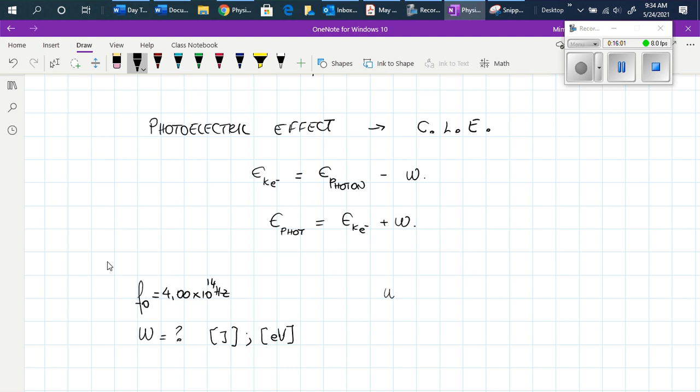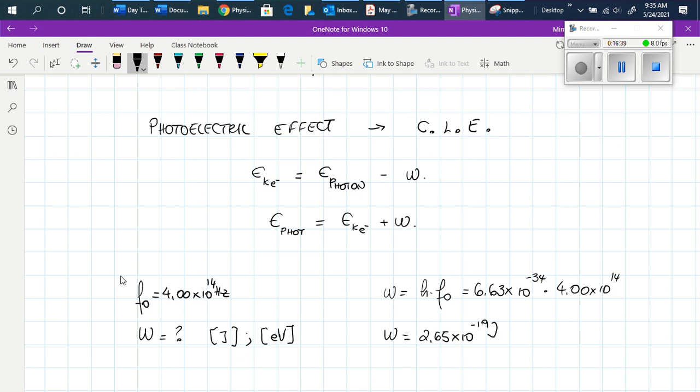Then what we do is, work function is equal to h times f0, which, if we are calculating it in joules, then we will use 6.63 times 10 to the power of negative 34 times 4.0 times 10 to the power of 14 hertz. Then the work function of this particular surface in joules will be about 10 to the power of negative 19 joules.